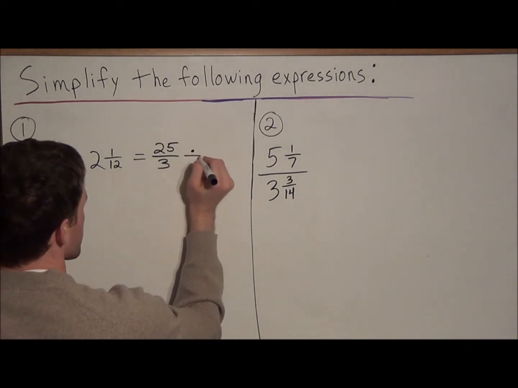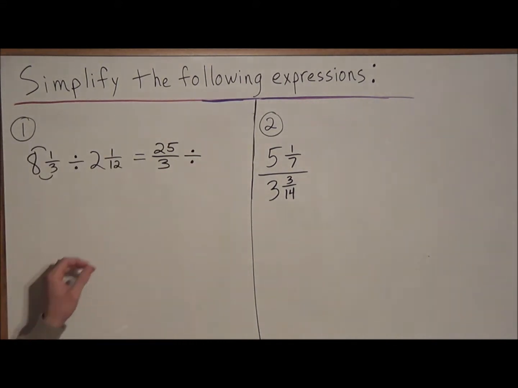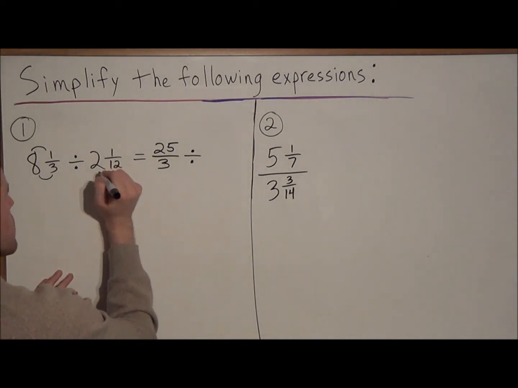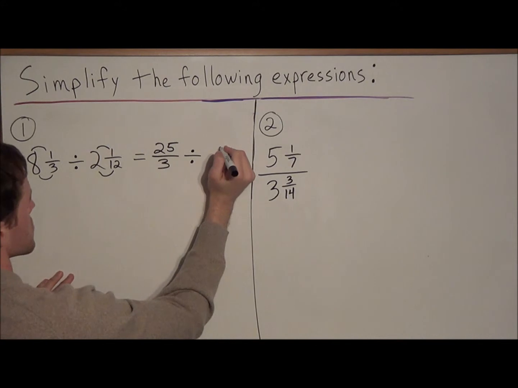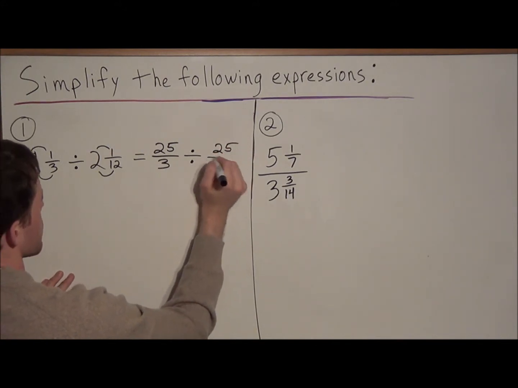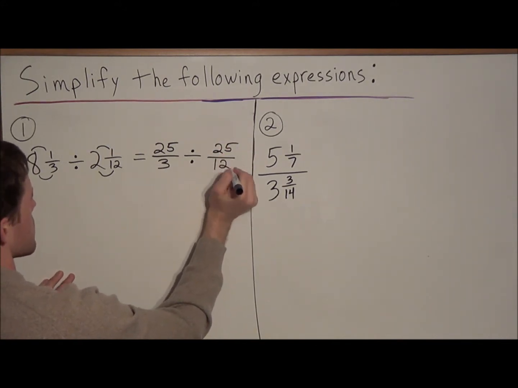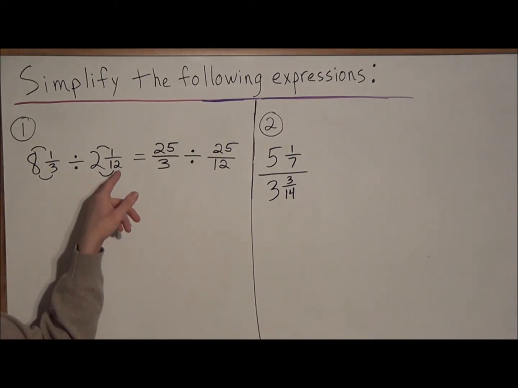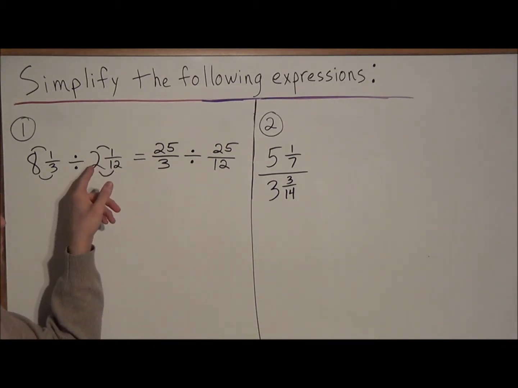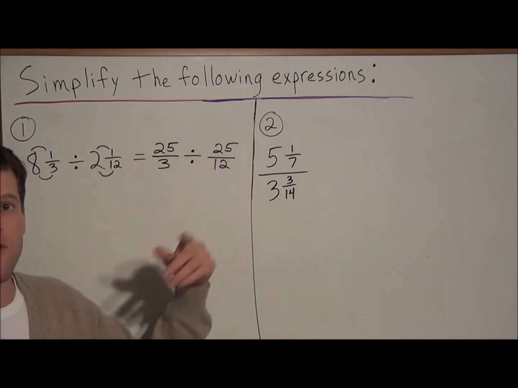Divided by, and now we're going to convert 2 1/12. So we do 12 times 2, which is 24, plus 1, which is 25. And we're dividing by 12. Notice that our denominator stays the same. So once again, all we do is multiply: 12 times 2 is 24, plus 1 is 25 over 12.